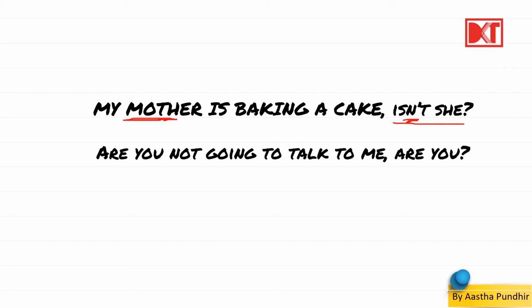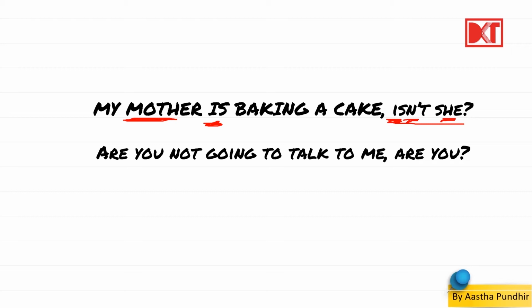Here the subject is my mother. Third person, singular and female. So here she. Third person, singular and female. So the subject is also matching. Then the verb. What is the verb here? To be conjugated in the third person form is. So here also we have is. So you see all the rules have been followed.